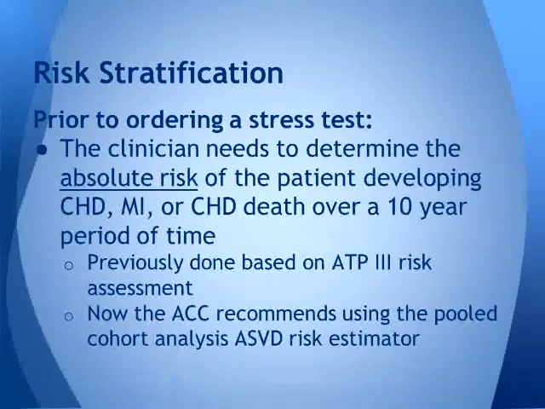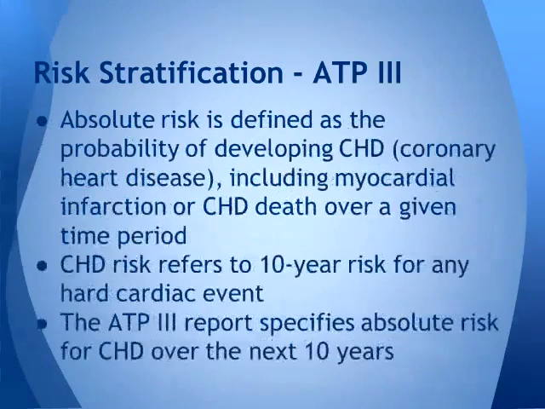Now the ACC recommends using an atherosclerotic vascular disease calculator, which is a risk estimator based on pooled cohort data. It's more accurate. But in review of ATP3, because this is what everybody learns in medical school, the absolute risk is defined as the probability of developing coronary heart disease, including MI or CAD-related death, over a given period of time. And we're referring to a 10-year risk calculator of a hard cardiac event.